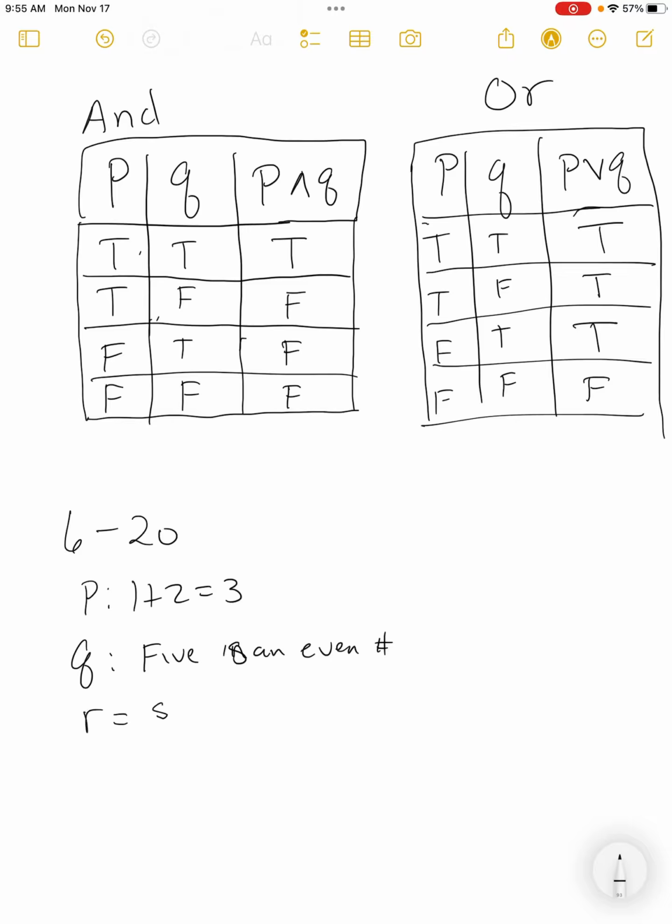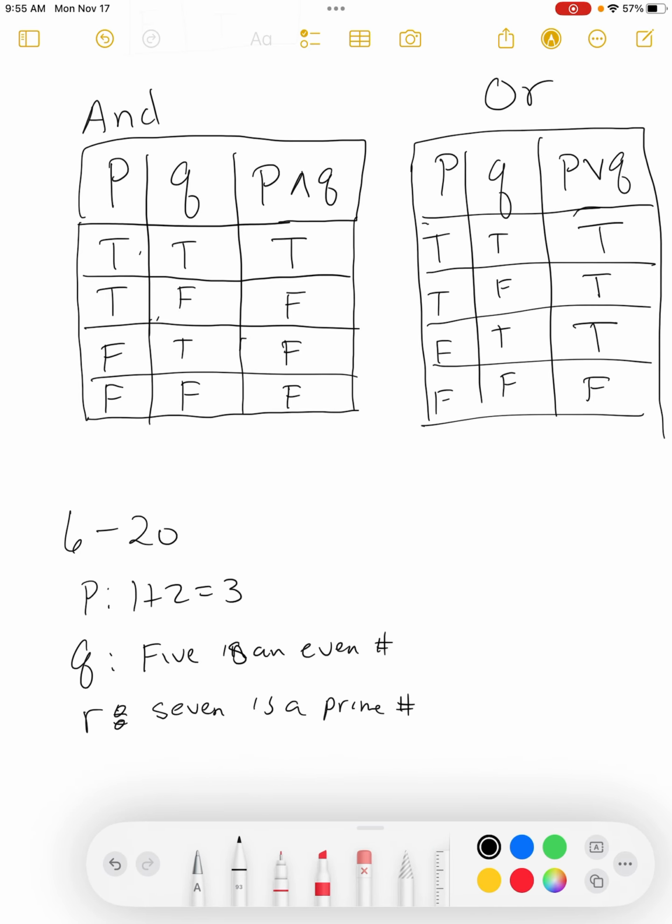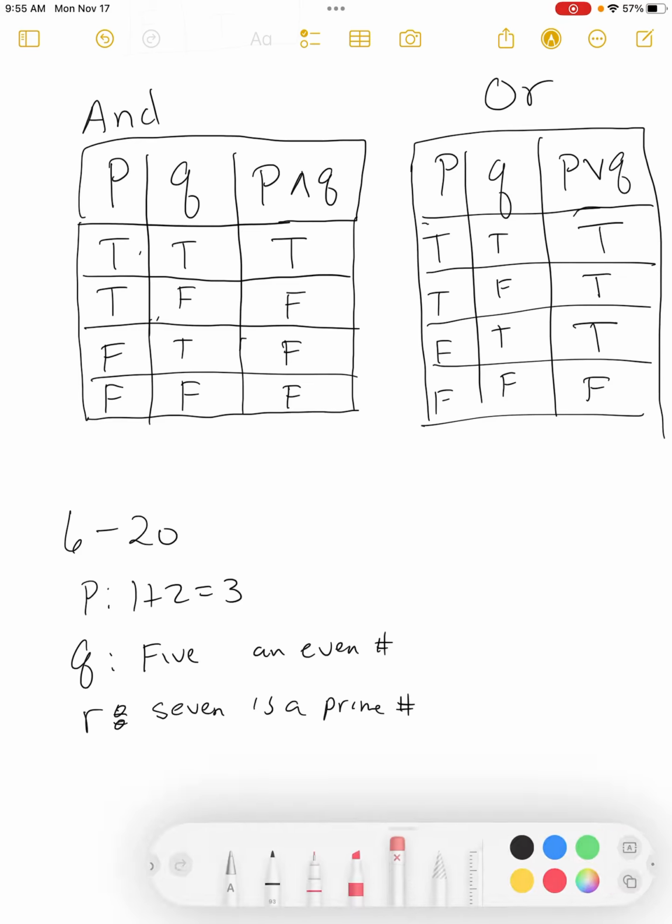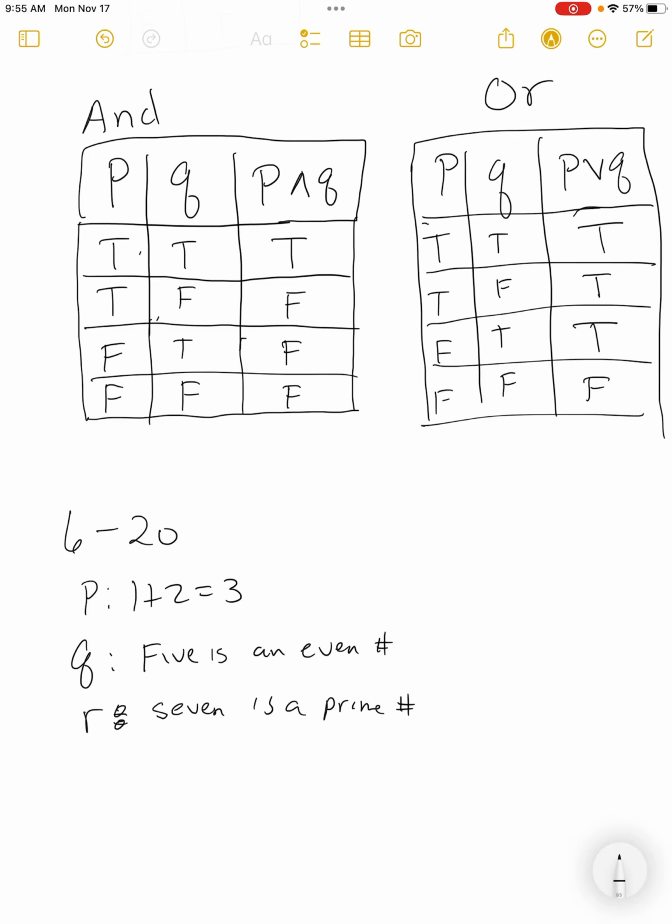And R is the statement, 7 is a prime number. So what do we care about? We actually don't care about the statement itself. They want us to determine the truth value. So let me fix something really quick that's bugging me.